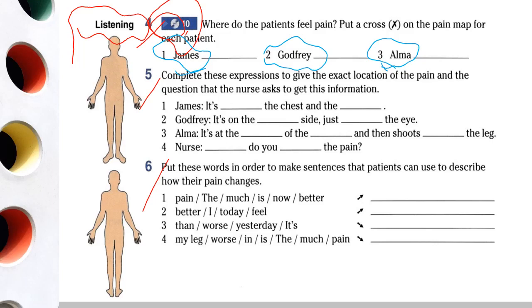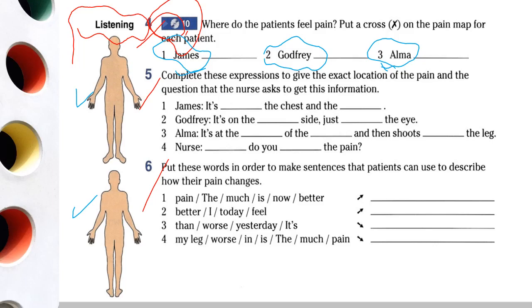Okay, so you are going to imagine that these are the maps of the patients, and you have to point to where the patients actually described the source of pain or the location of pain. But let's try to write it in words. It will be better. For James, can you remember where is the location of pain? Yes, that's right. It's between his chest and his stomach.